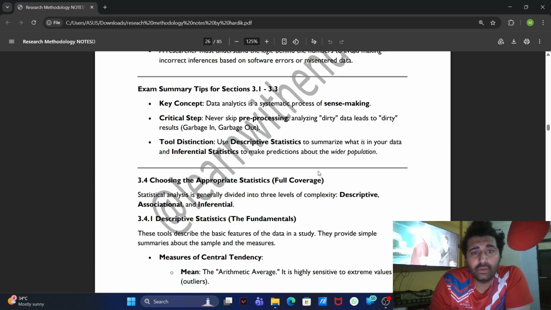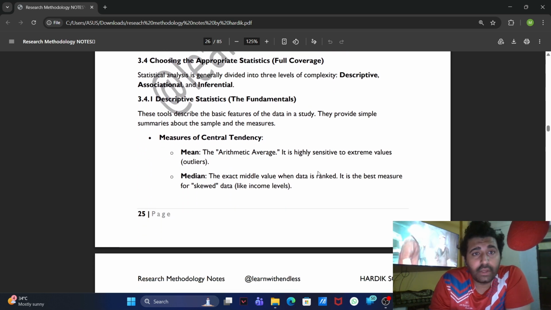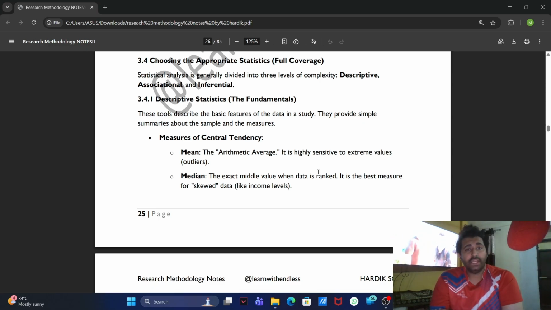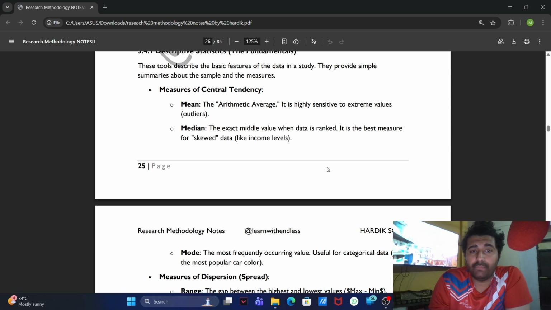Use descriptive statistics to summarize what is in your data and inferential statistics to make predictions about the wider population. Next topic, choosing the appropriate statistics. Statistical analysis is generally divided into three levels of complexity: descriptive, associational, and inferential. Descriptive statistics, the fundamentals, describe the basic features of data in a study. They provide simple summaries about the sample and the measures: measures of central tendency, mean, median, and mode.